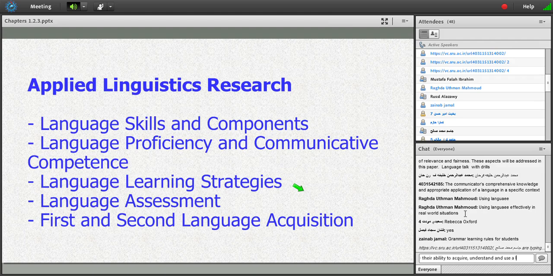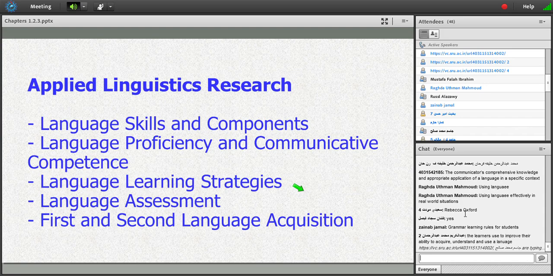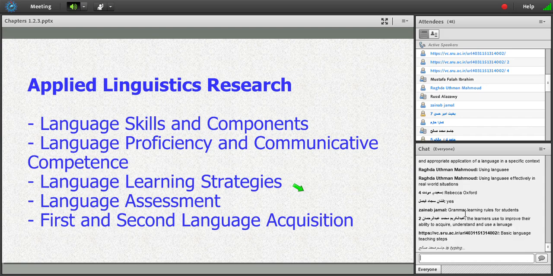When you want to conduct research in this area, you may ask students to talk about the feelings they experience during learning something and the strategies, the ways they use in order to overcome their stress, for example. Used to improve their ability to acquire, understand, and use a language. Exactly, that's right. Yes, for example, the language teaching or language learning steps you take in order to make it easier for the students to understand something. This can be an area of research.